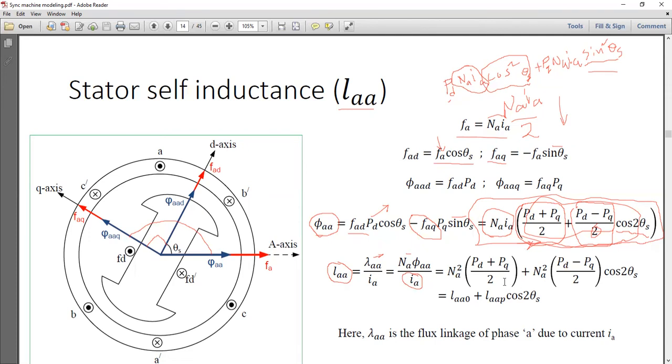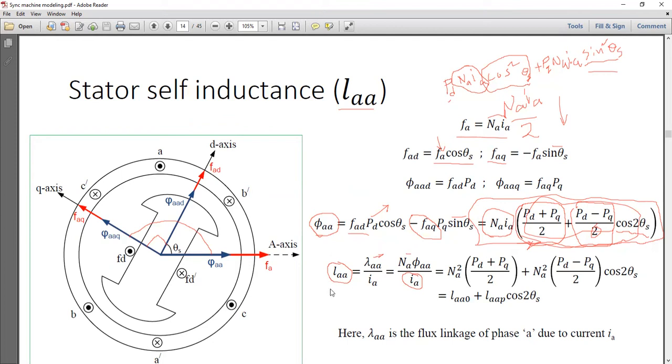For simplicity in representation, we will now assume that this first part is LAA0, and the second part we are taking as 0, because the first part is actually not dependent on the rotor position. This part is independent of the rotor position, so we call it LAA0, some constant which is not a function of theta s.